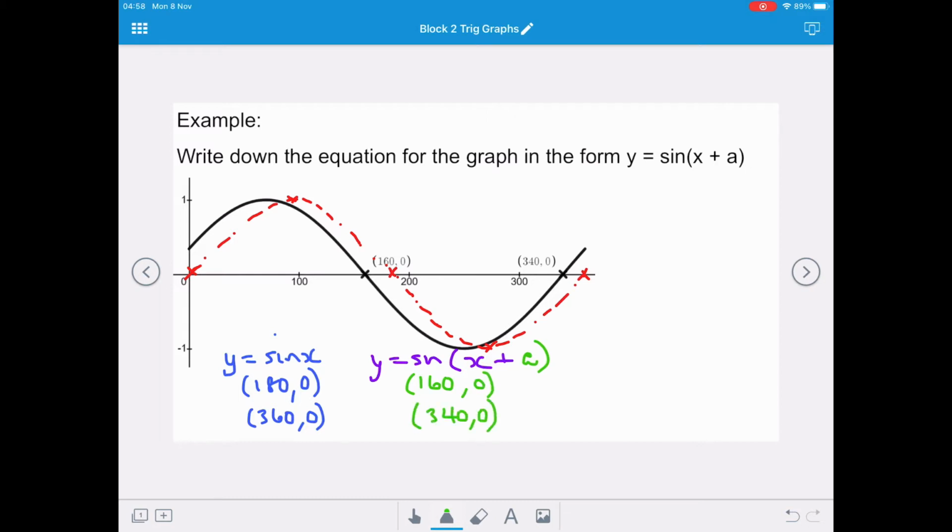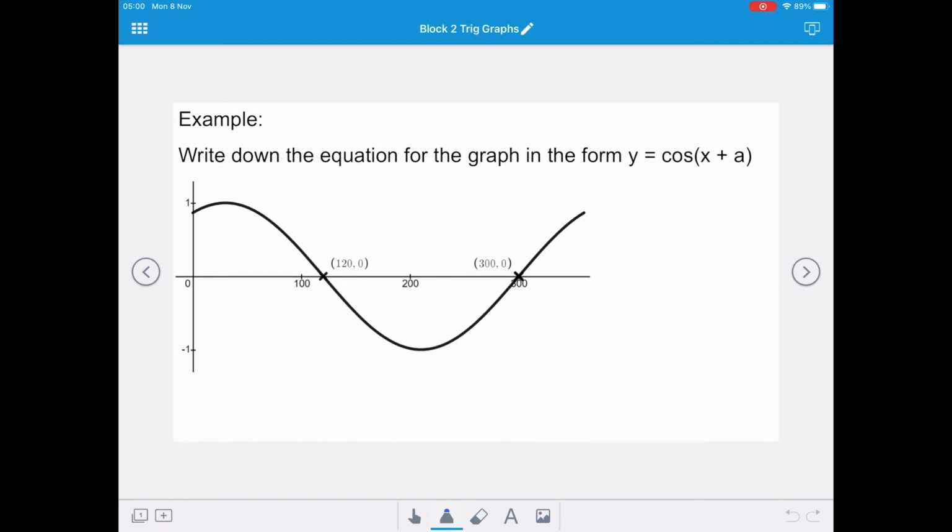So we need to set ourselves up an equation to solve for a. We know that if we replace our x coordinate with 160, then 160 plus a is going to equal 180 degrees. If we solve for a by taking 160 degrees away from both sides, we get a equals 20. We can then double check with our other coordinate: 340 plus 20 gives 360, which was our original key point. So the equation of this graph is y equals sine, and inside the bracket, x plus 20 degrees.